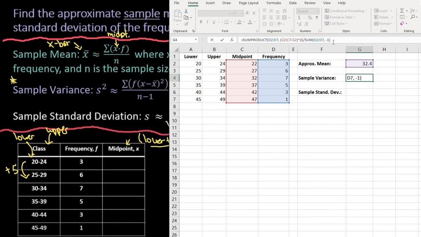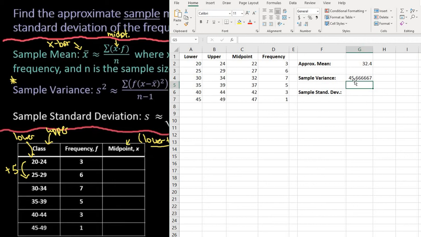So the symbol for this, since it's sample variance, would be s squared, and so that ends up being 45.6 repeated. And then the standard deviation is easy, because remember that it is just the square root of the variance, so I don't have to try to type in the formula again. I can just find the square root of my variance and then hit enter, and it gives me 6.7577. And then just make sure that you round to whatever decimal place you are told to round to.